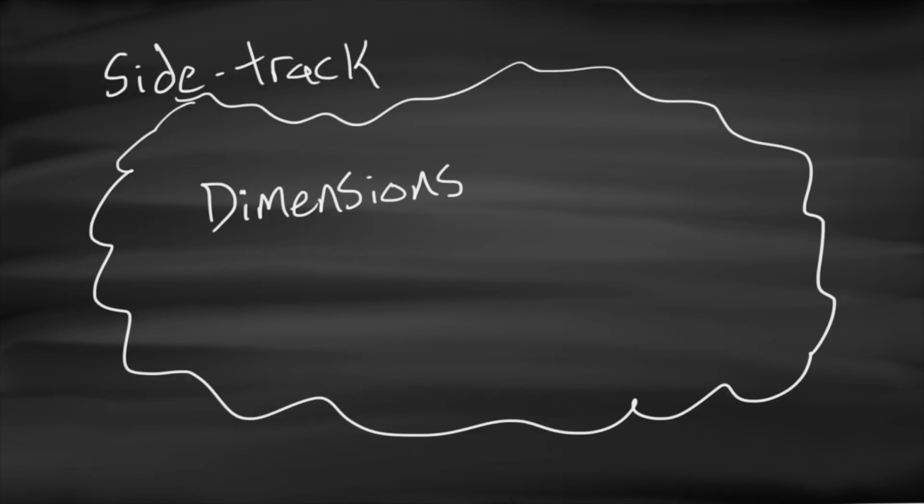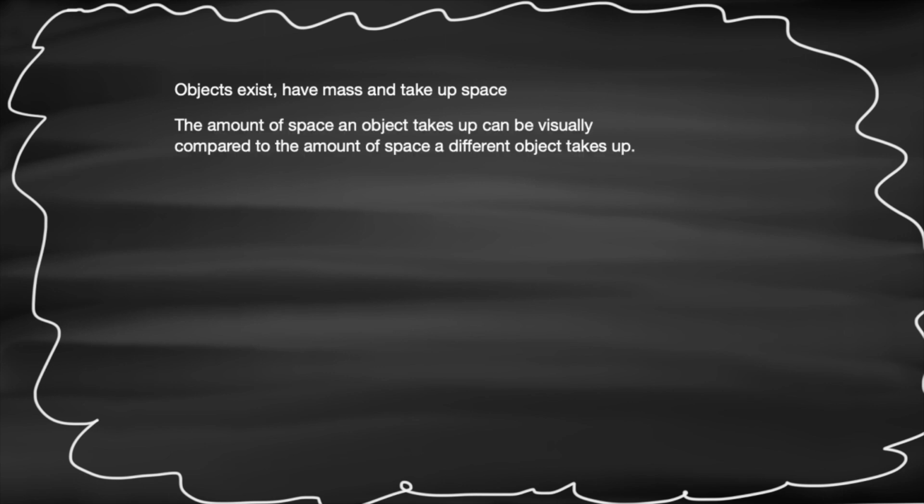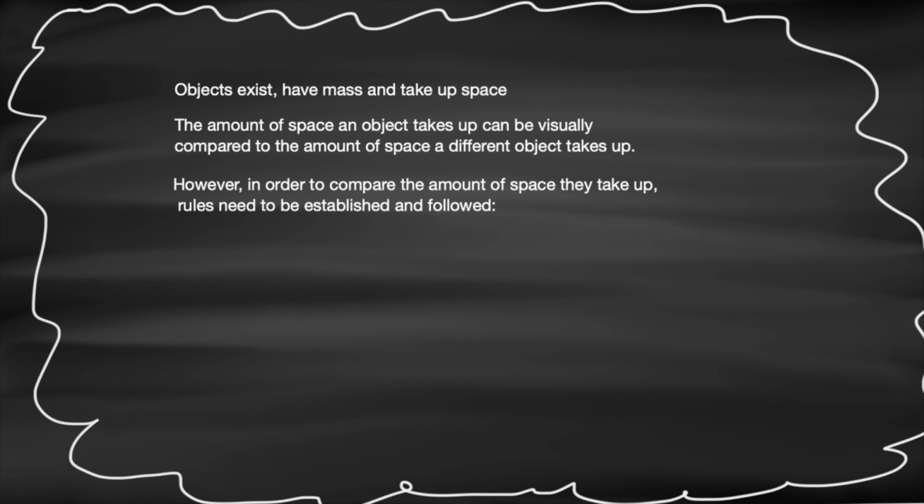Let's sidetrack for a moment to talk about dimensions, and we will do so by starting from some basics from reality. First point. Objects exist, have mass, and take up space. Second, the amount of space an object takes up can be visually compared to the amount of space a different object takes up. However, in order to compare the amount of space they take up, rules need to be established and followed.